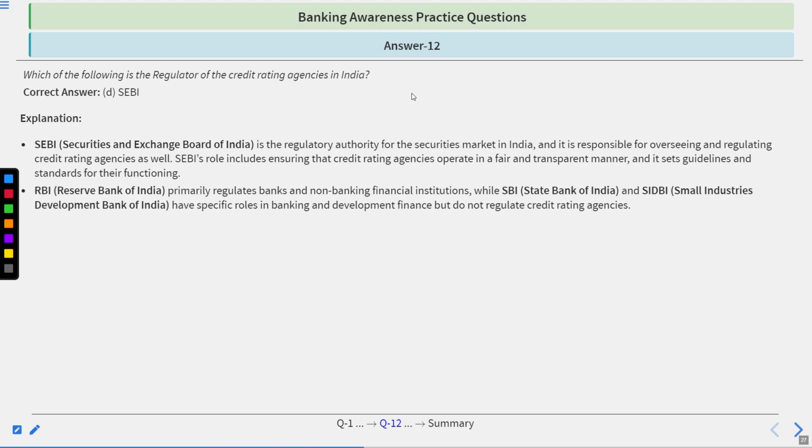Time's up. The correct answer is SEBI. Go by the explanation. SEBI stands for Securities and Exchange Board of India. It is the regulatory authority for the securities market in India, and it is responsible for overseeing and regulating credit rating agencies as well. SEBI's roles include ensuring that credit rating agencies operate in a fair and transparent manner and setting guidelines and standards for their functioning. RBI primarily regulates banks and non-banking financial institutions, while SBI and SIDBI have specific roles in banking and development finance but do not regulate credit rating agencies.